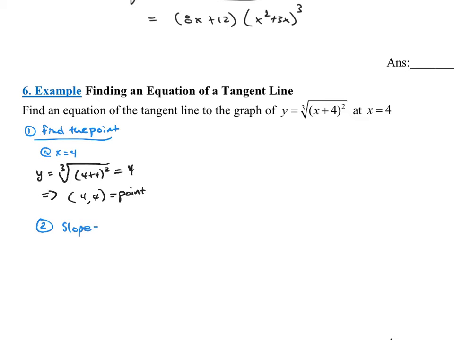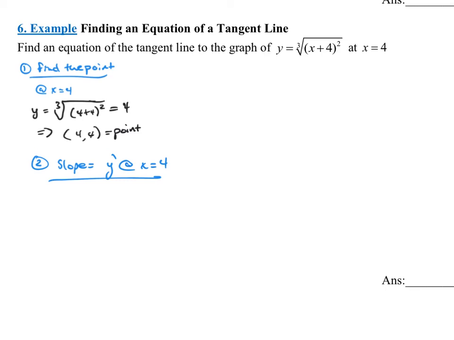And to find the slope, that means you need to find the derivative at that point. So we need to find y prime. Well, let's go back and look at what y is. y is the cube root of x plus 4 quantity squared.